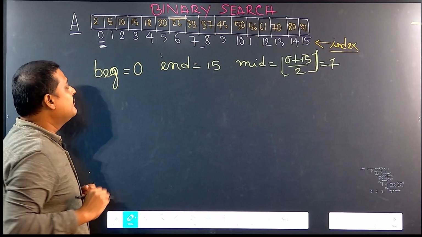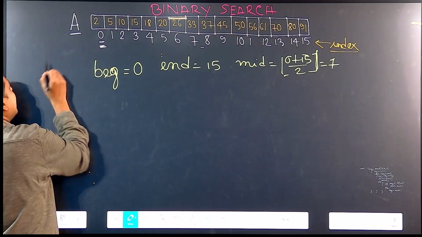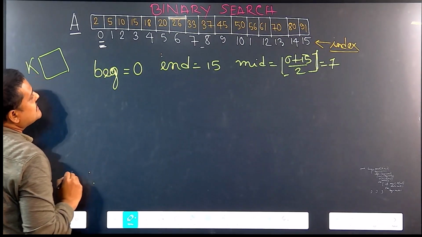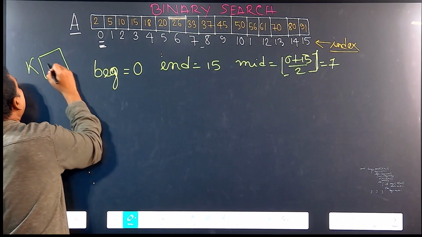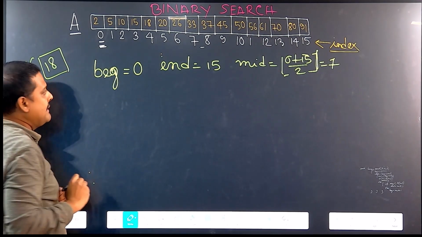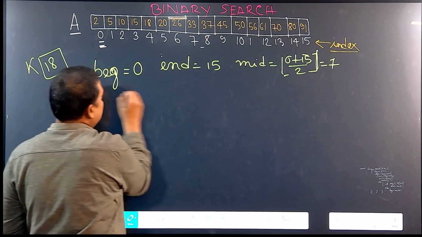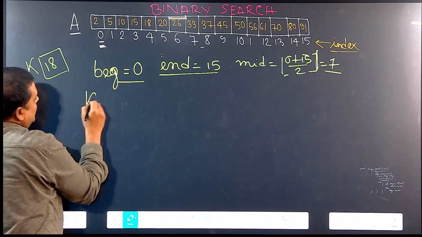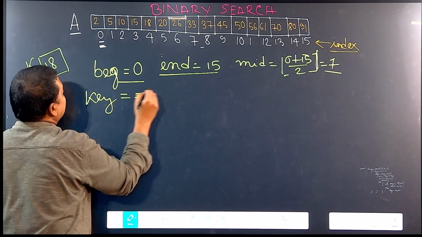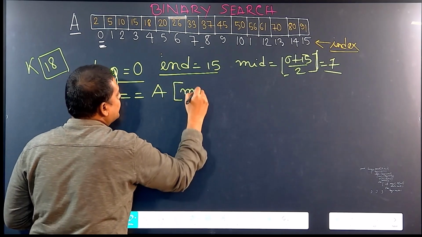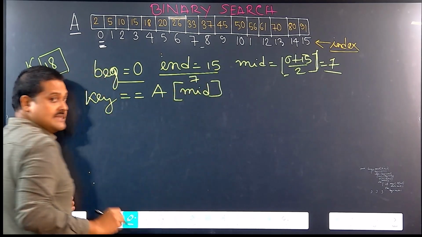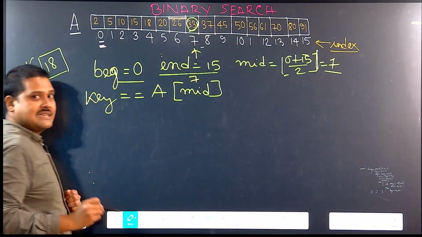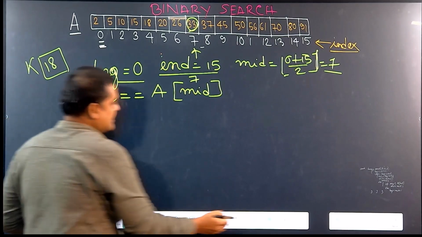We are taking the floor value, and the key element that we are searching for is 18. Now, in the first go, the beginning is 0, end is 15, middle is 7. So, I will compare the key with A of mid, that means is it this element? The middle element, index 7, is 33. Is 33 the element that we are searching for? No, we are not searching for 33.